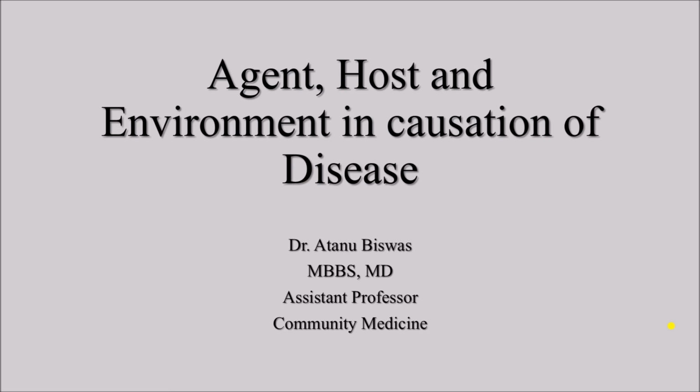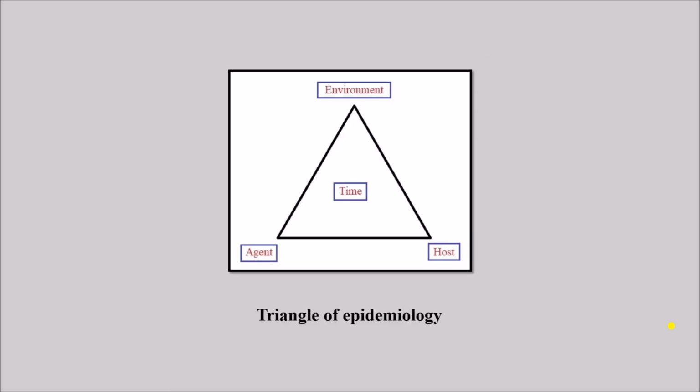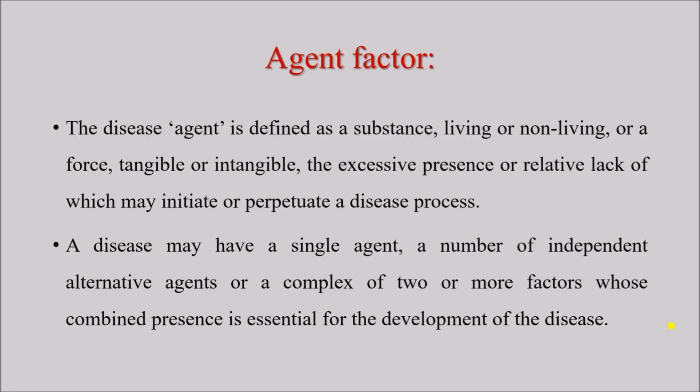Today we shall learn how the agent factor, host factor and environment factor are responsible for different diseases. So this is the epidemiological triad, or better to say the triangle of epidemiology, because along with the agent factor, host factor and the environment factor at the three corners of the triangle, we can also see this factor time. The role of time in causation of disease has also been discussed in the previous videos. Let us start with the agent factor.